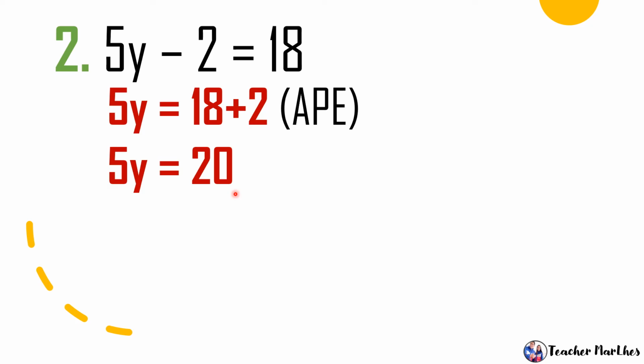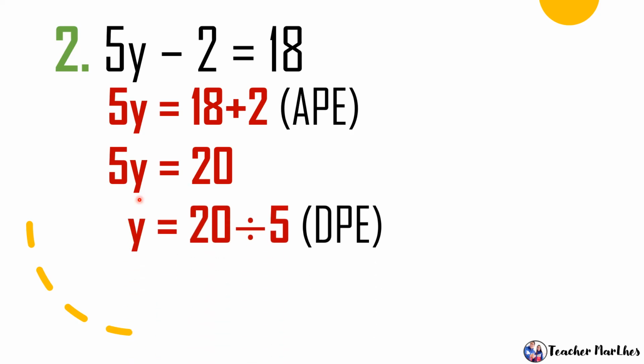Then, we will divide both sides by 5 para ma-isolate yung variable y. So, we will use the division property of equality. So, katulad kanina, nagka-cancel pa tayo. So, 5 divided by 5 is equal to 1. So, alisin na natin, nag-cancel tayo. Then, 20 divided by 5 is equal to 4.